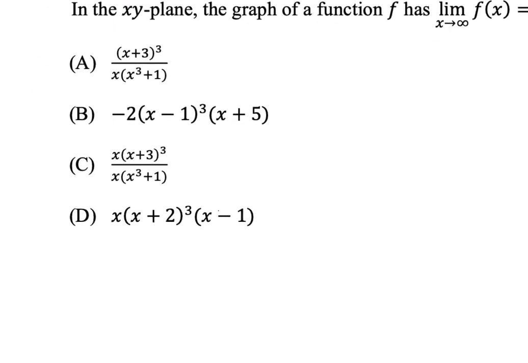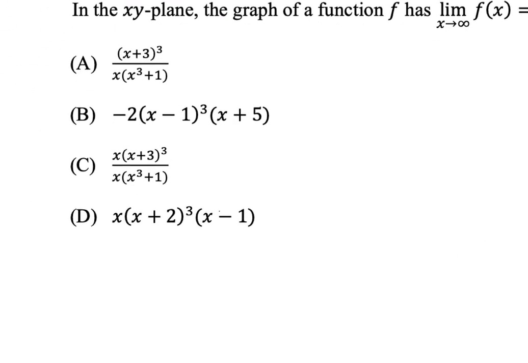If it's polynomial, so we're talking B and D, let's start there, okay? We're looking for the degree, and whether the leading coefficient is positive or negative, and the degree even or odd. So for B, my leading term would be negative 2 times x to the third times x. So this would be negative 2x to the fourth. What would the end behavior be on that? Both would go down, so that doesn't work.